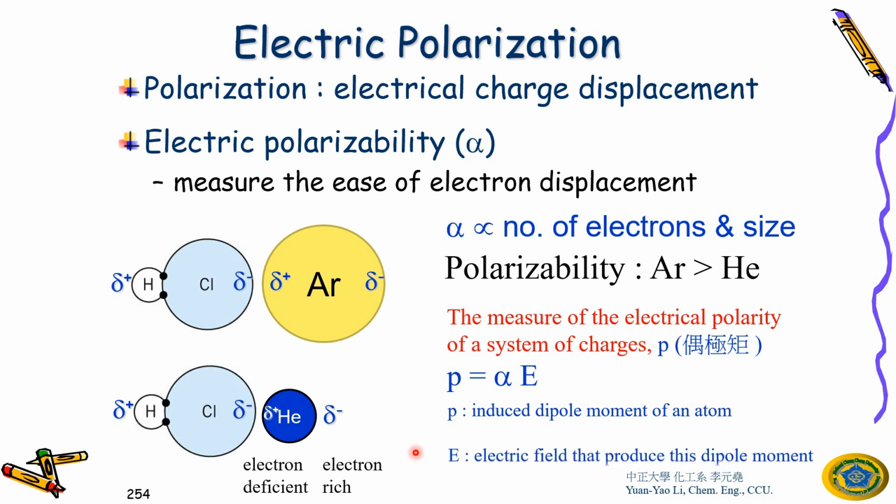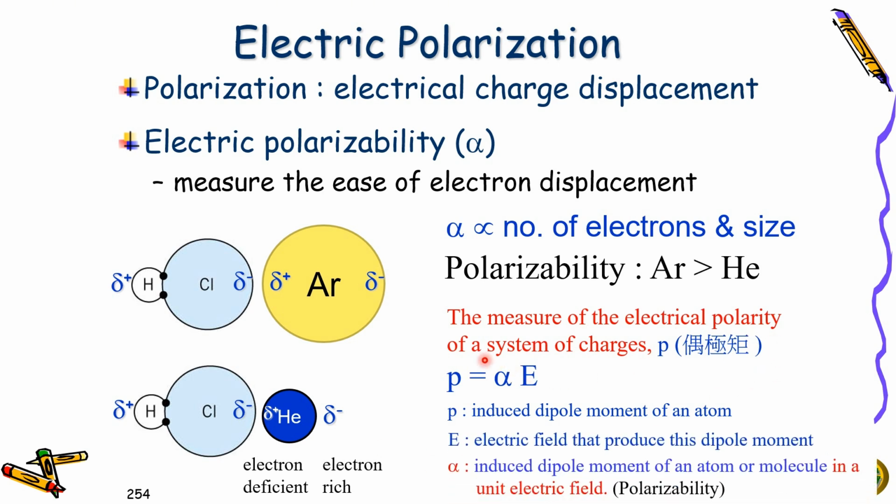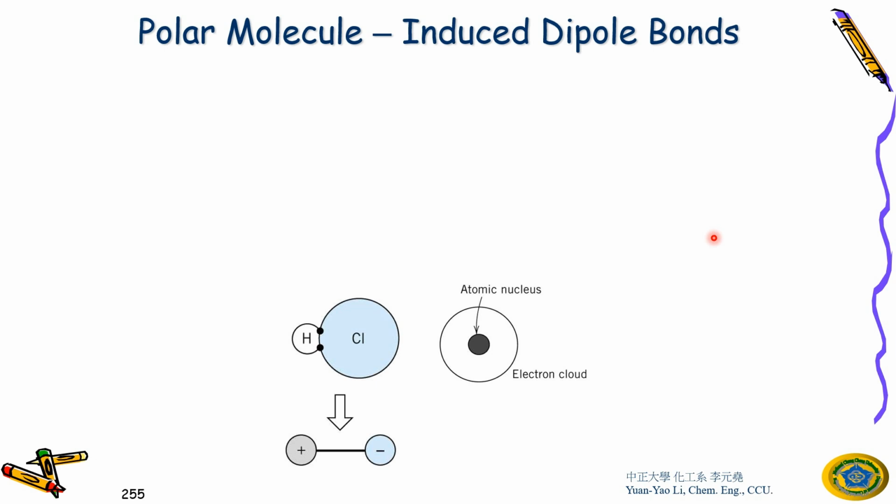Okay, so the measurement of the electrical polarity of a system of the charge is called P. P is equal to alpha, the polarizability, times the electrical field. Of course, you don't need to really understand this, but what I want to tell you is that this bonding is stronger than this bonding because of size and the electrons.